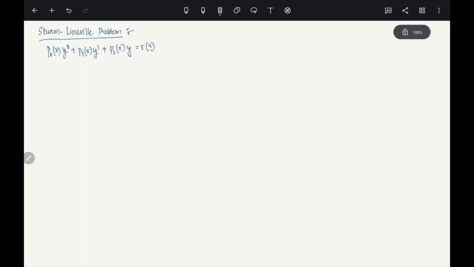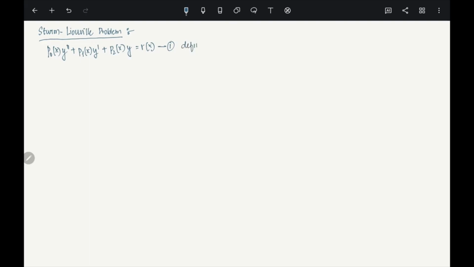So what is this topic about? We are essentially interested in an equation like this, a second order equation given by P naught of x y double prime plus P1 of x y prime plus P2 of x y equals R of x. Let's call that 1. So this is your second order equation.